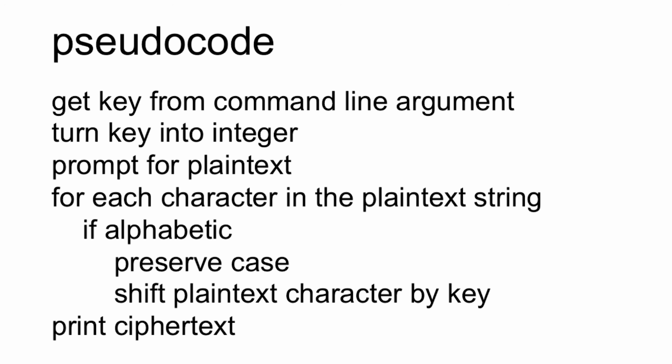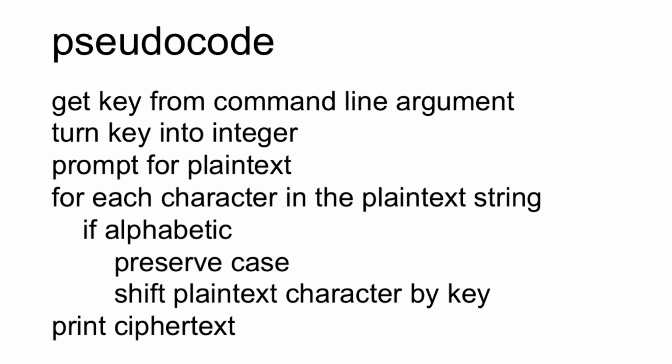The first 3 steps we've already done. We've gotten the key from the command line argument, we've turned that key into an integer, and we've prompted the user for the plain text that they want to encipher. So then the next big chunk is that for each character in the plaintext string, if it's alphabetic, we want to preserve its case and shift it. By preserve case, what I mean is that all uppercase letters should remain uppercase and all lowercase letters should remain lowercase. So then after we shift those, then we print the ciphertext.